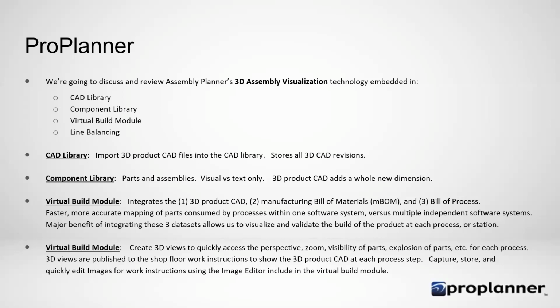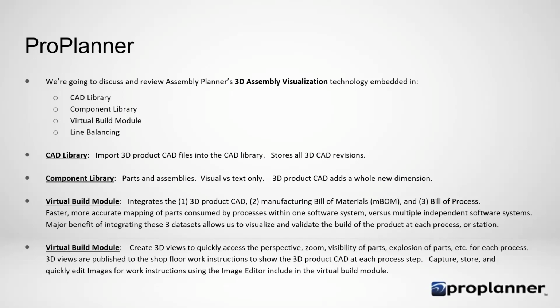So in the virtual build module, those familiar with Assembly Planner know about the consumption workbench, which is a process planning tool. It helps engineers map parts to be consumed by each process. And one of the end results is to ensure that the full M-BOM is consumed by the process activity, that there are no remaining parts after you finish your consumption, which is a common problem.